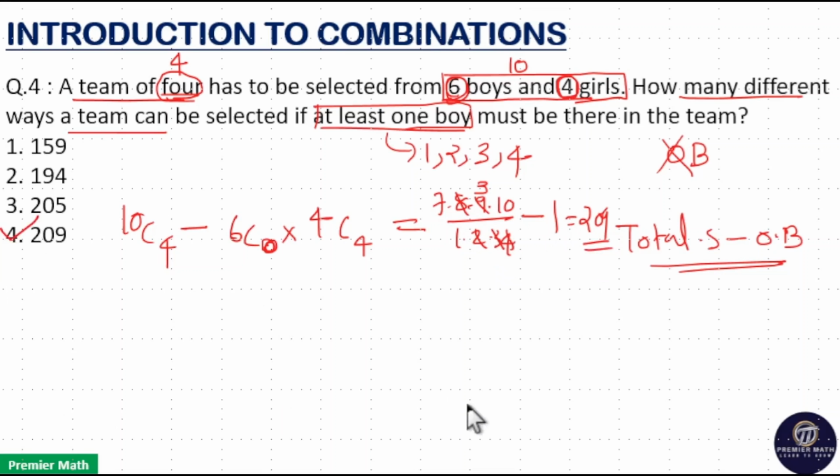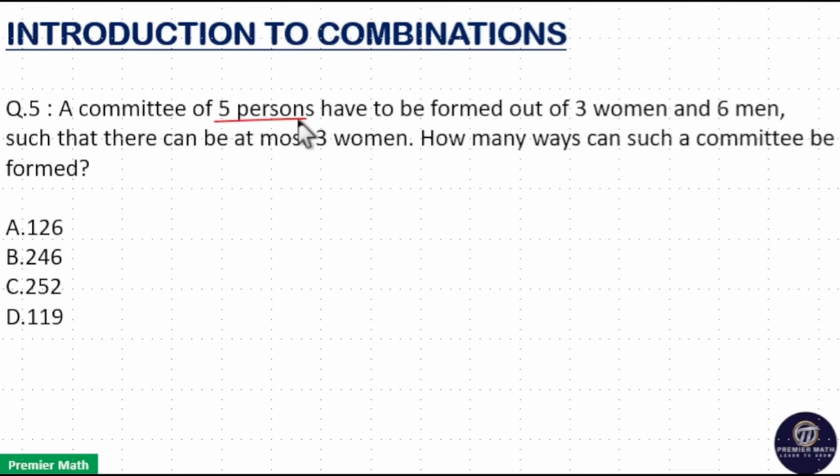Option 4 is your answer. A committee of 5 persons has to be formed out of 3 women and 6 men such that there can be at most 3 women. How many ways can such a committee be formed?